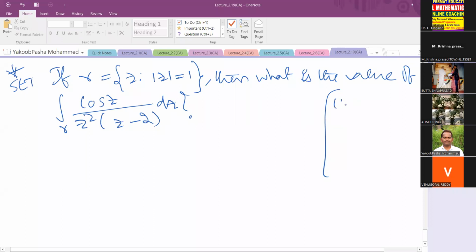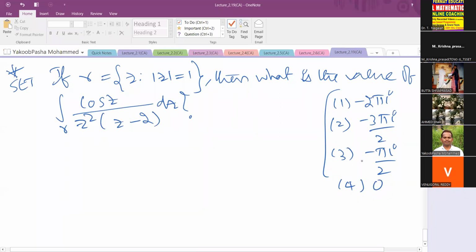First option minus 2 pi i, second option minus 3 pi i by 2, and the third option minus pi i by 2, and the fourth option is. In this circle, we have to calculate. Okay.